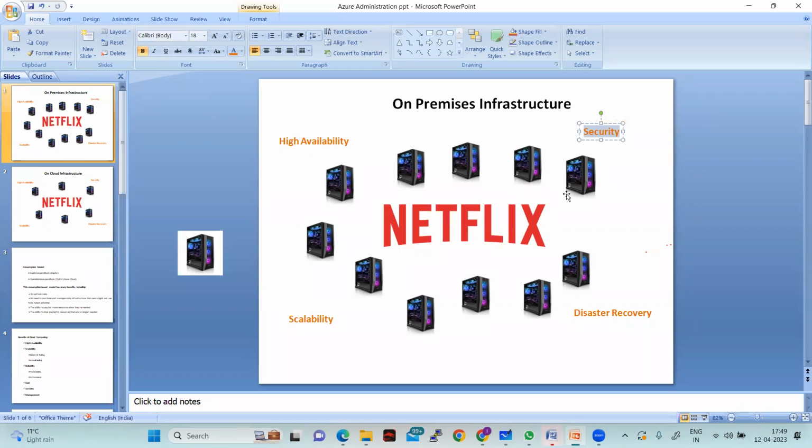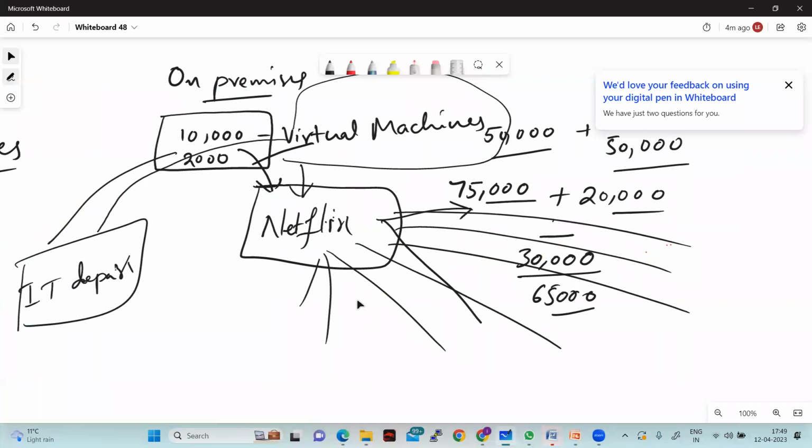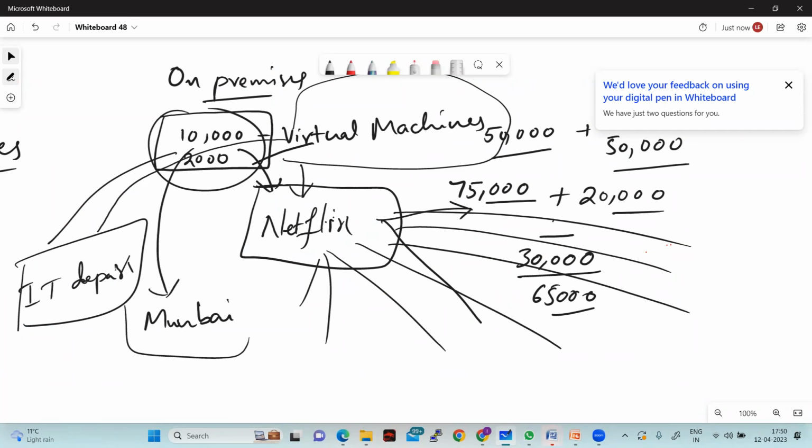So this is also one of the problems, and also the high availability. It means that, for example, let's say your company is maintaining your Netflix servers. You are maintaining almost 10,000 virtual machines in order to support your application. Let's say that location is somewhere in Mumbai, where you placed all these virtual machines to support your Netflix application.